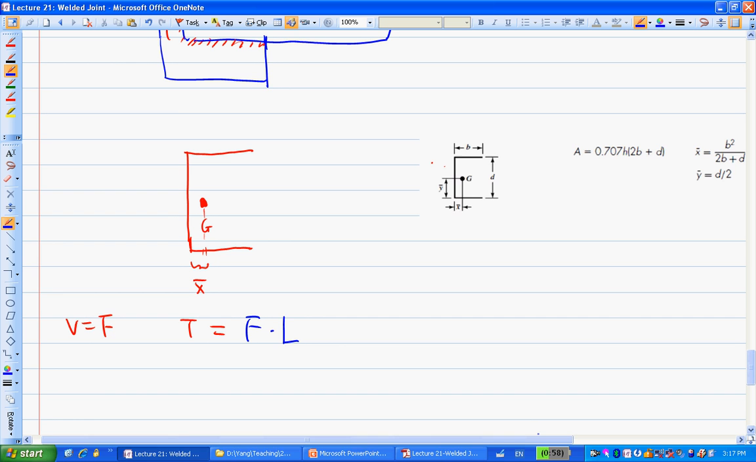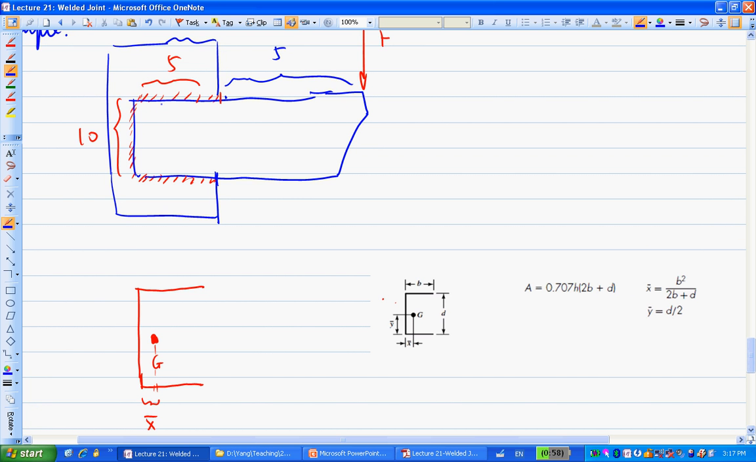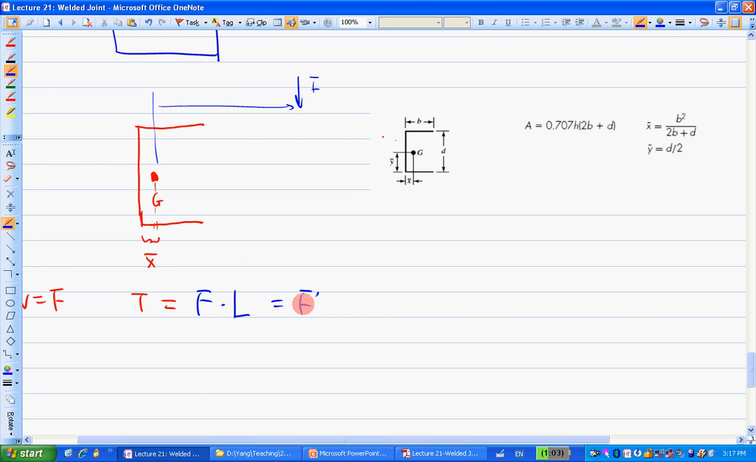So what will be the total distance from F to the centroid? How do I get that information? Exactly, 10 minus x bar, right? So 5 plus 5 minus x bar will be the distance to the F. Where's x bar from? Here. So there's nothing tricky, just plus minus divisions, but you had to read the table properly though. So that's F times 10 minus x bar.